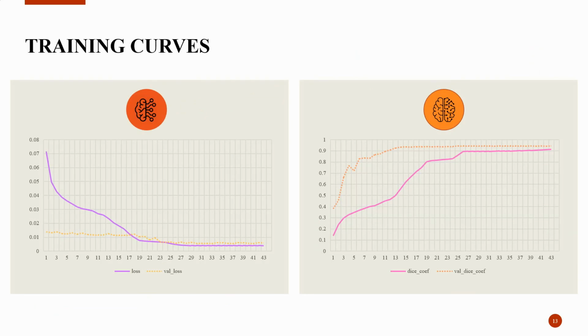Training curves. We trained our proposed method on the IDRID dataset. As you can see, the dice coefficient has converged with higher accuracy after 20 epochs, in the loss function training and validation curves.